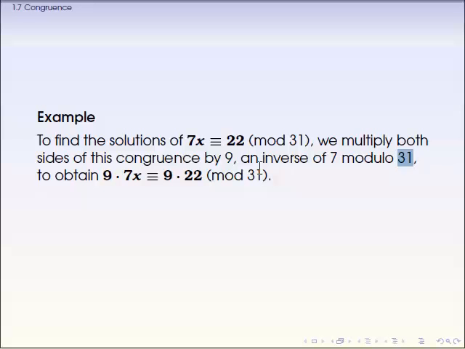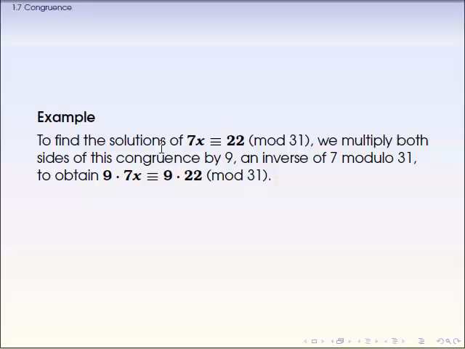And one thing is clear, between 1 and 30, 9 is the only one having that property, right? After you multiply with 7, the remainder is 1 for modulo 31. Right? Okay, so that's why we found the inverse of 7.